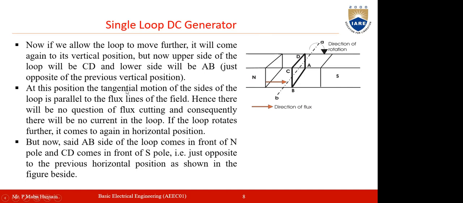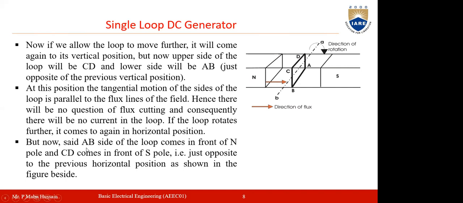At this position, the tangential motion of the sides of the loop is parallel to the magnetic flux. Hence, there will be no EMF. There will be no question of flux cutting, and consequently there will be no current in the loop. While moving from horizontal position to vertical position, no flux will be linked, so no EMF will be induced. If you rotate further, it will again start inducing the EMF.